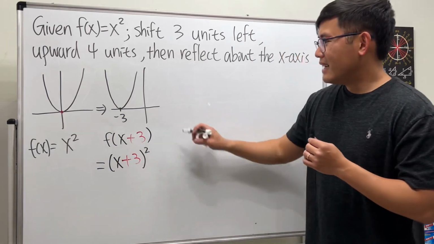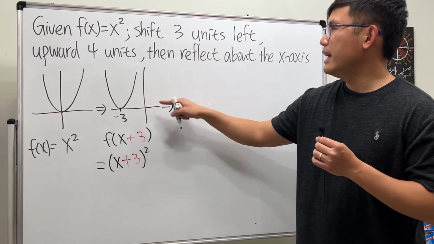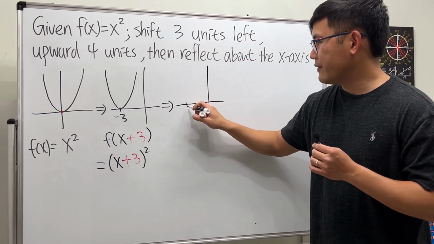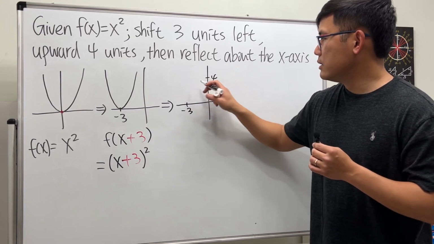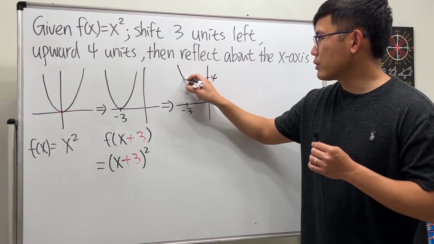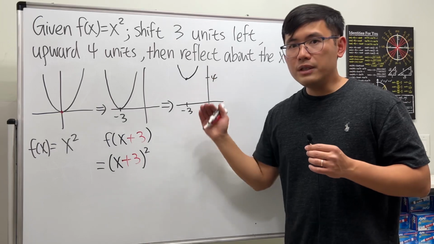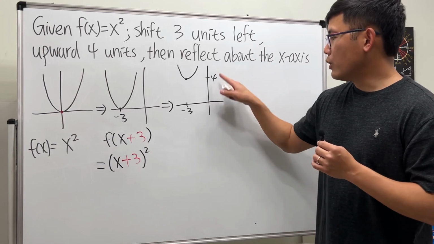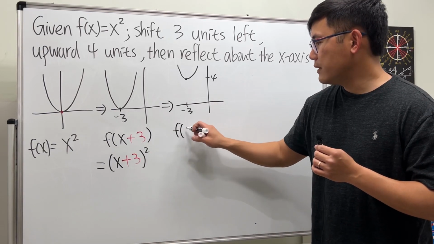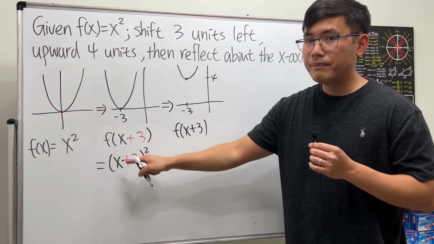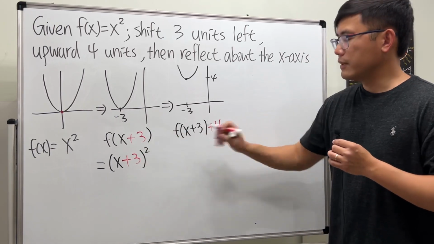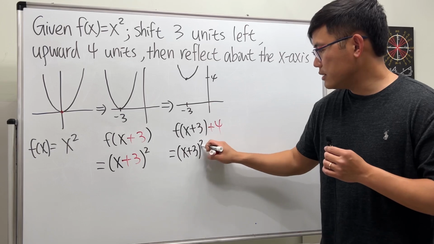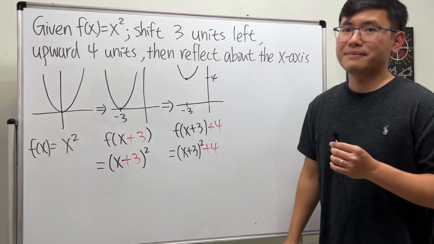Alright, then we are going to take this and then go up 4 units. So the picture will look like this. Here we have -3 and go up 4 units. So that's a new vertex, and the picture will look like this. When we move vertically, we are going to add or subtract a number after the function. In this case, we go up 4 units. So we will have f of x plus 3 from the previous one, and then we add 4 after that. So the equation will be this, which is x plus 3 in parentheses squared, and then we add 4 to it, just like that.